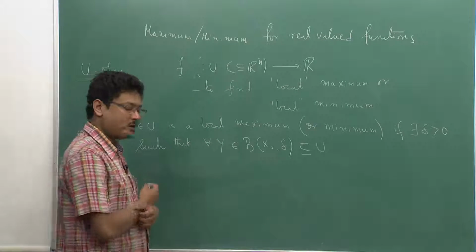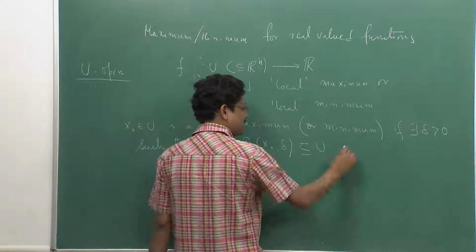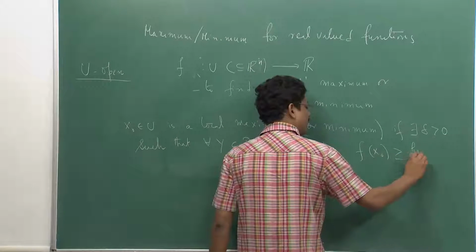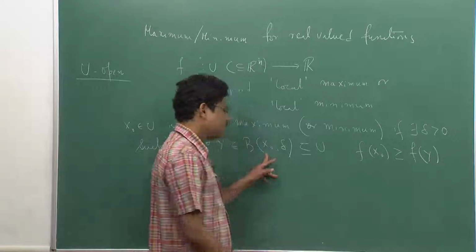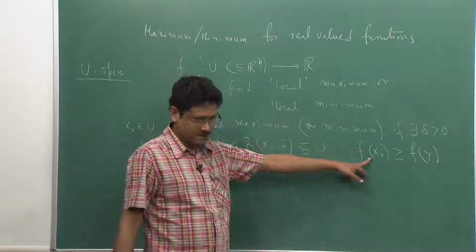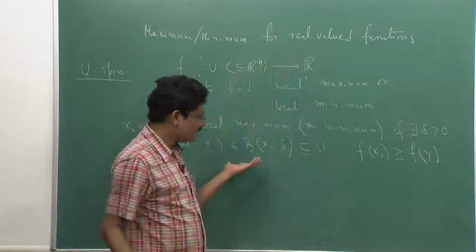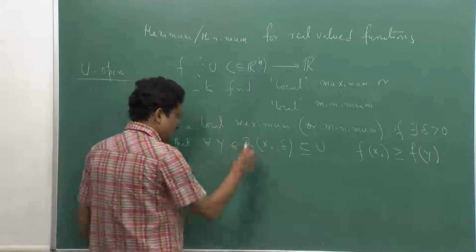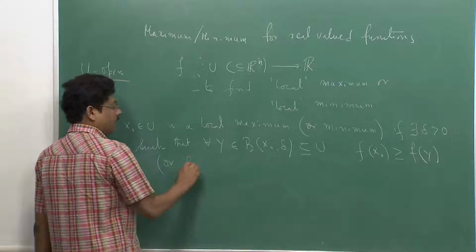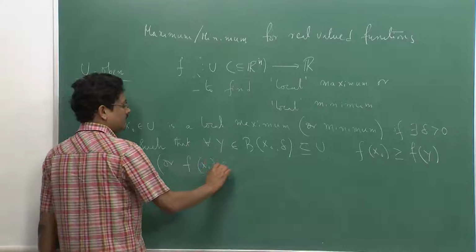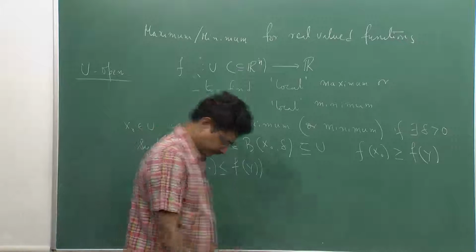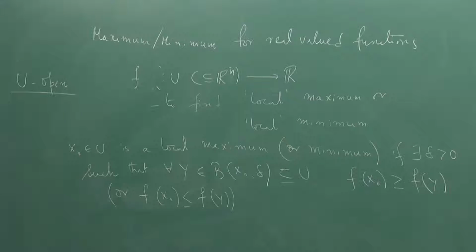For all y in B(x naught, delta), maximum means f of x naught should be greater than or equal to f of y. So, around that x naught the value f of x naught is maximum, therefore it is local. Outside this ball anything may happen, but there exists such a ball around x naught where this holds. And for minimum, f of x naught is less than or equal to f of y. This is the definition.